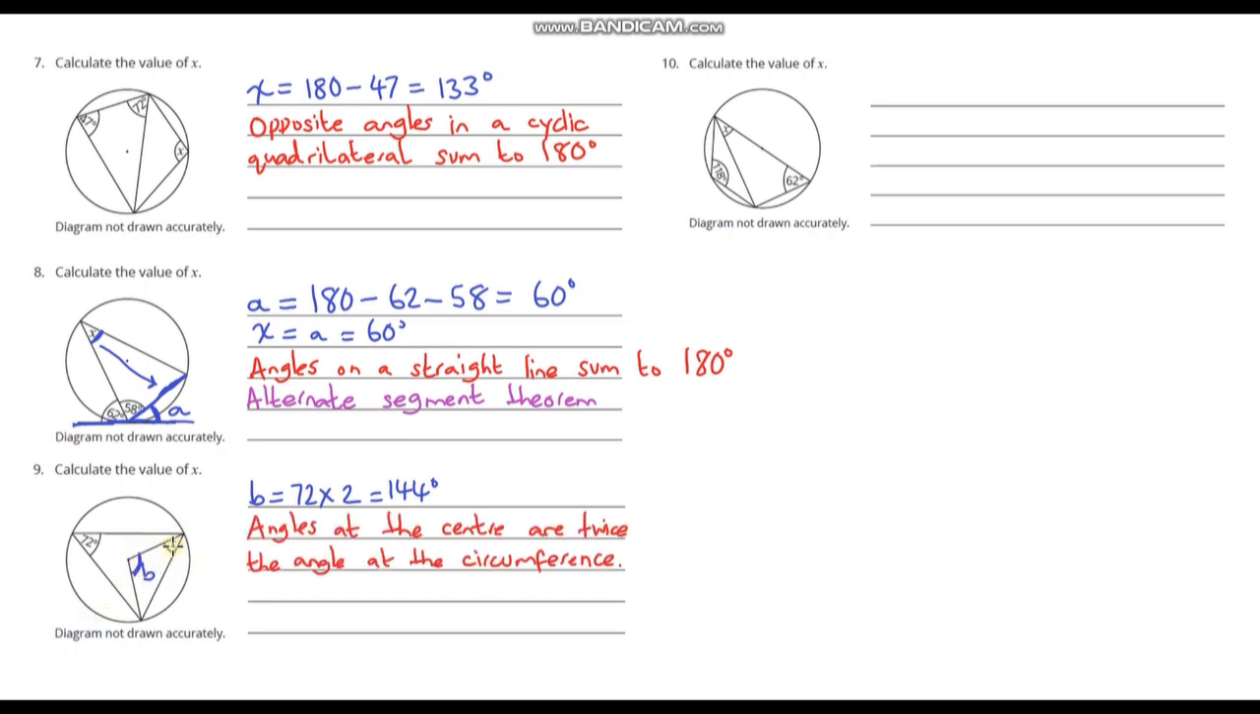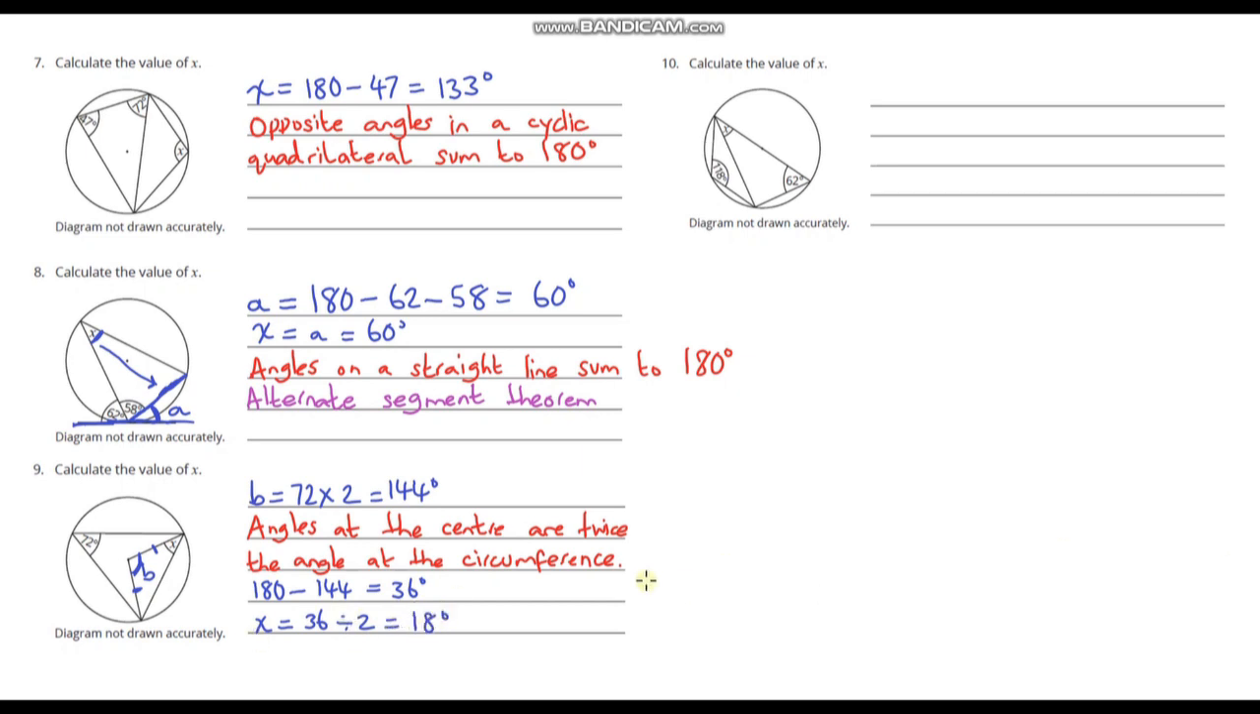And now I can calculate x, because what I can see is that this line here is a radius. This line here is also a radius, because they both meet the circumference. So we've actually got an isosceles triangle. So what we can do is, first of all, take this away from 180 degrees. So we can say 180 take away 144. Well, we're left with 36 degrees. And then, because we've got an isosceles triangle, we know that these two base angles are equal. So we can just divide this by 2. So we can say that x is equal to 36 divided by 2, which gives us 18. So it's 18 degrees.